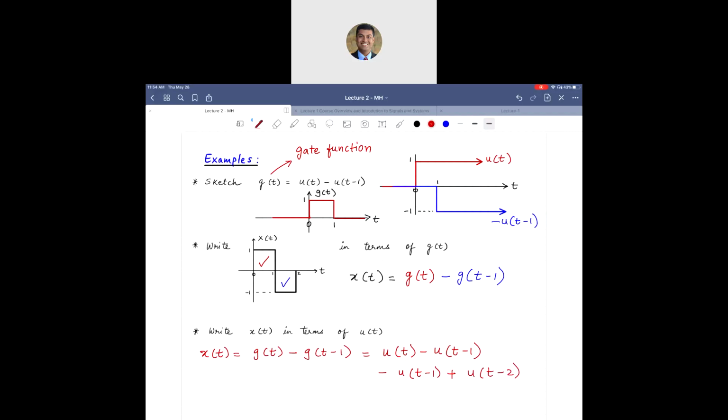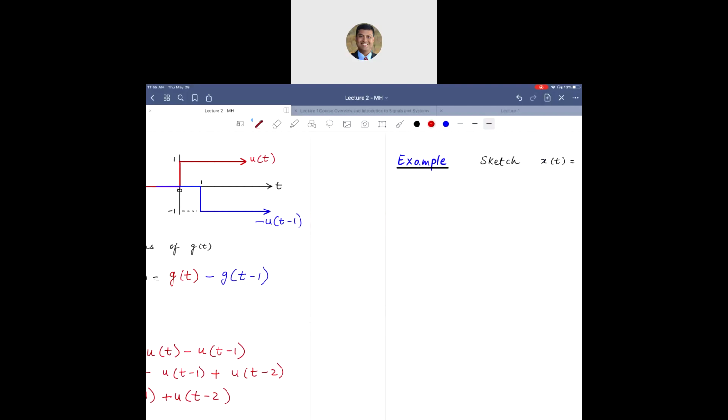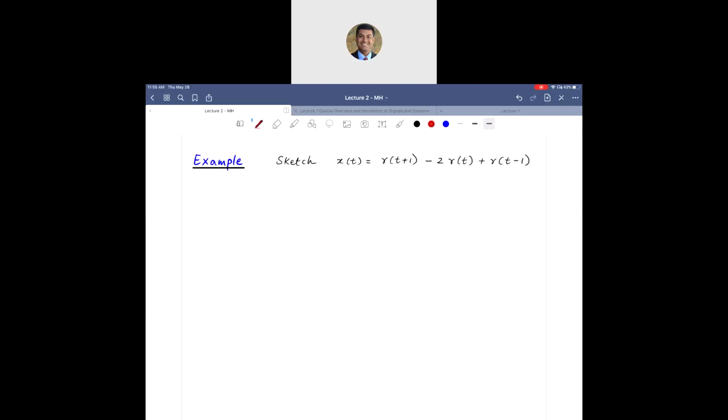What do you have now? Combine the terms to write the final answer. U of t remains as is, minus 2 u of t minus 1 plus u of t minus 2. All right, so I hope those examples were helpful in expressing one function in the form of the other.